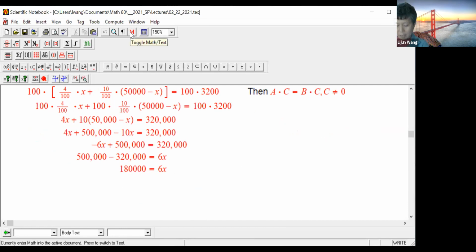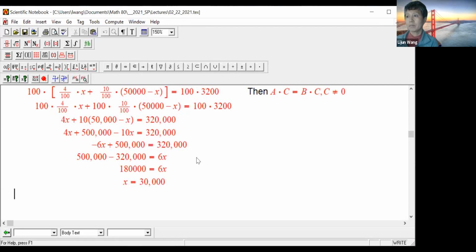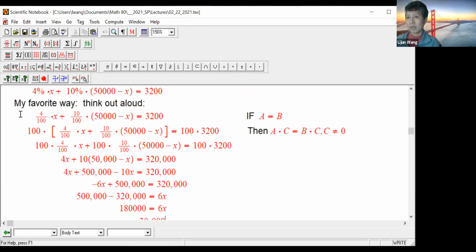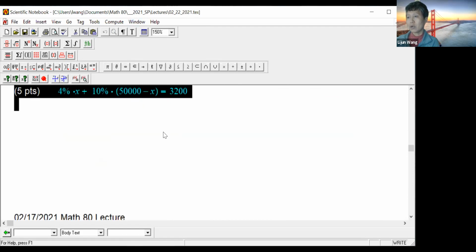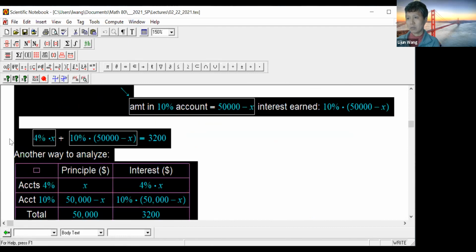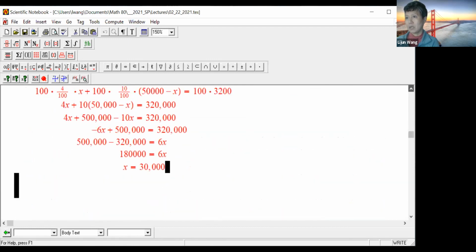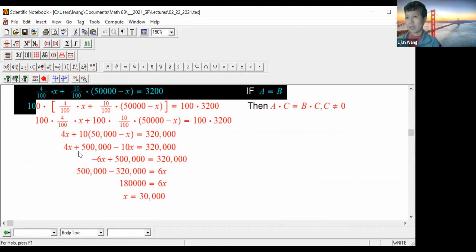And last but not least, I'm going to divide both sides by 6. So I will get x equals 30,000. Do you follow me? Yes. Okay. Now, there's so many steps I have shown here on my scratch paper. How am I going to show it on the other piece of paper I'm showing to my teacher?